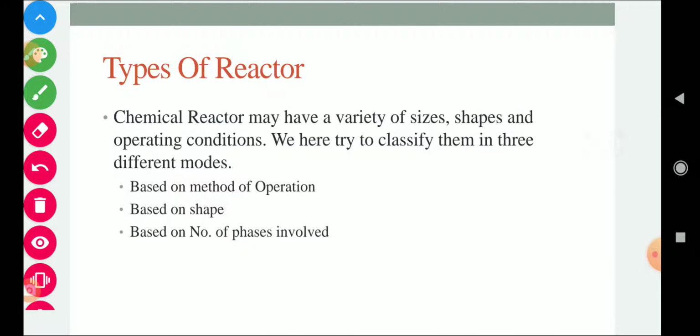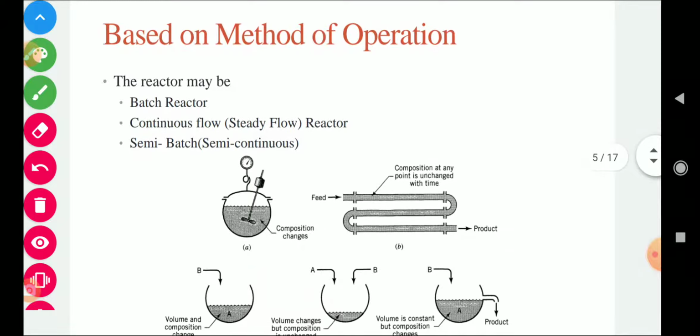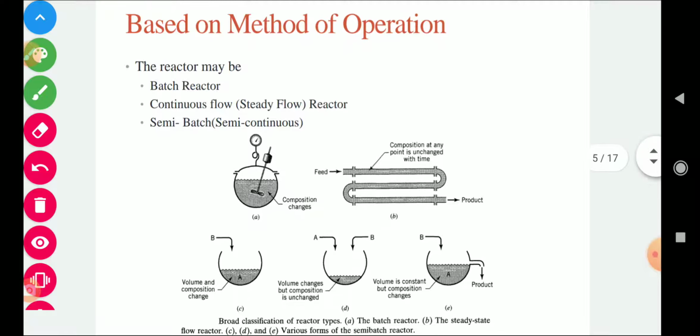Now, what are the types of reactors? Chemical reactors may have a variety of sizes, shapes, and operating conditions. We have tried to classify them in three different modes: based on method of operation, based on shape of the reactor, and based on number of phases involved in the reaction. On the basis of method of operation, the reactors are classified as batch reactor, continuous flow or steady flow reactor, and semi-batch reactor.